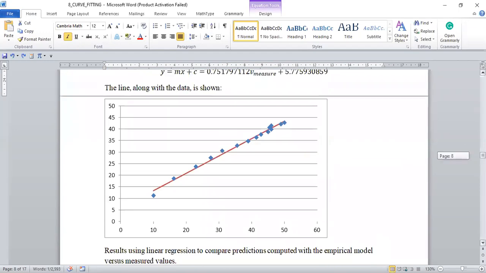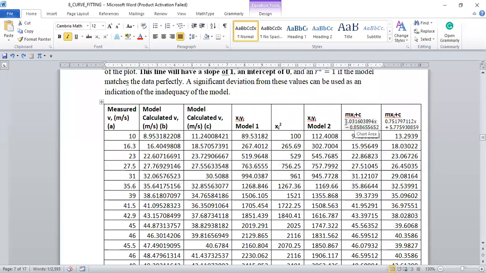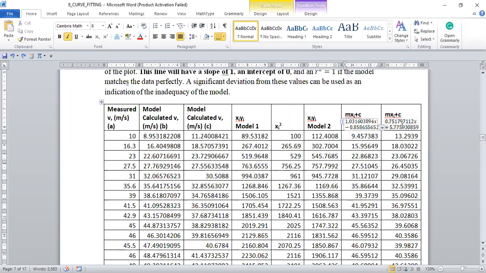And so like I said, the best line is the one where the slope is close to 1 and the intercept is close to 0, because it shows that the measured values and the calculated values are close. But if you compare the two, you would observe that this particular model, the mathematical model, is actually closer.